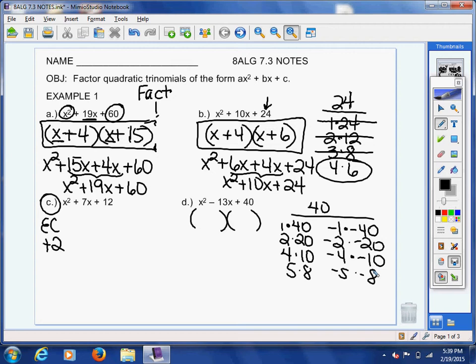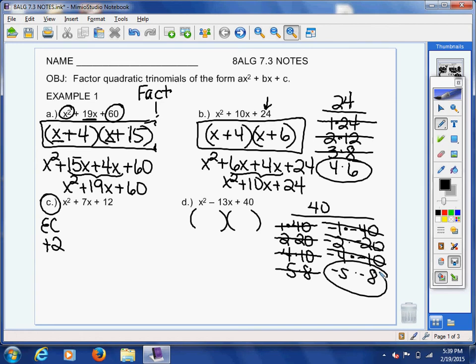Well, I can start right here. 1 plus 40 is 41. That's not negative 13. 2 plus 20 is 22. 4 plus 10 is 14. 5 and 8 is positive 13. But I don't need positive 13. I need negative 13. Okay, so I can mark these out. That's not negative 13, neither is that. And the only one that works is right there.